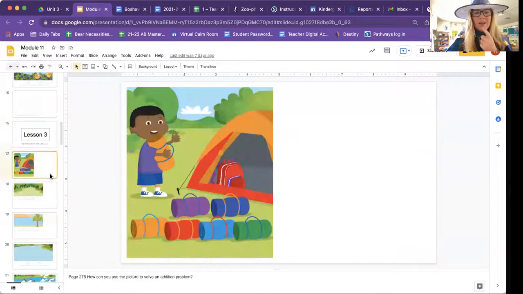All right, you are going to be on a page, should have this guy going camping. All right, page 275. That is the number 2, and then 7, and then 5. All right, here's a picture. Looks like he's got his tent. He's got some sleeping bags. How can you use this picture to solve an addition problem?